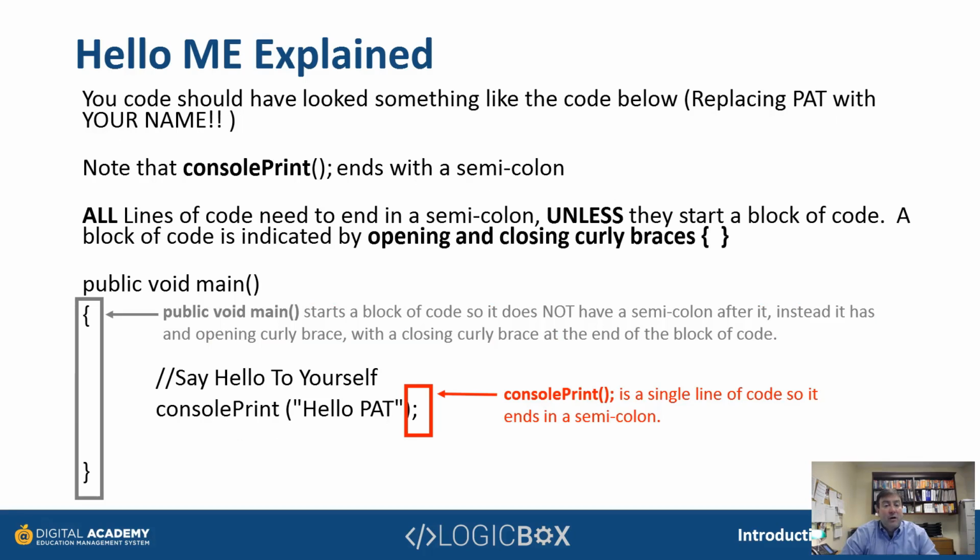We then need to call the method console_print to write something out to the console. We call a method by just writing its name with an opening parenthesis and a closing parenthesis. Inside the parentheses, we put the text that we want to have written out to the console inside double quotes. Console_print is a single line of code. It does not start a block of code, so it needs a semicolon after it.